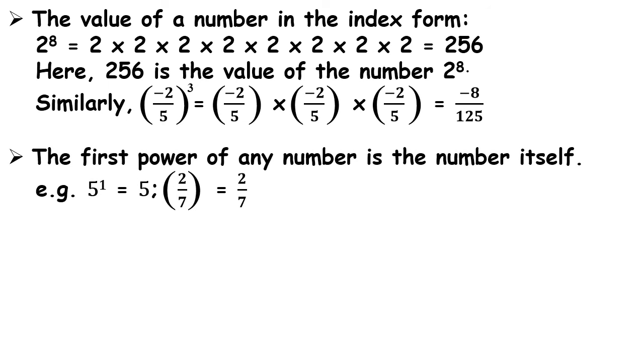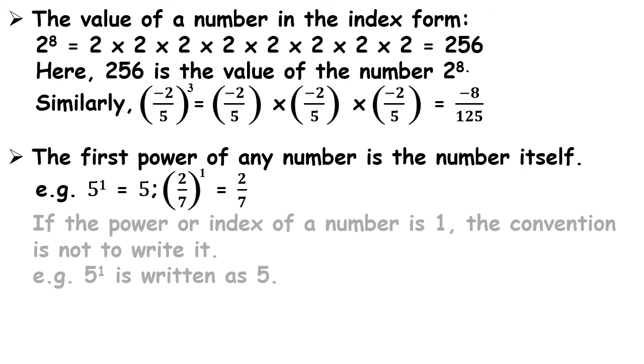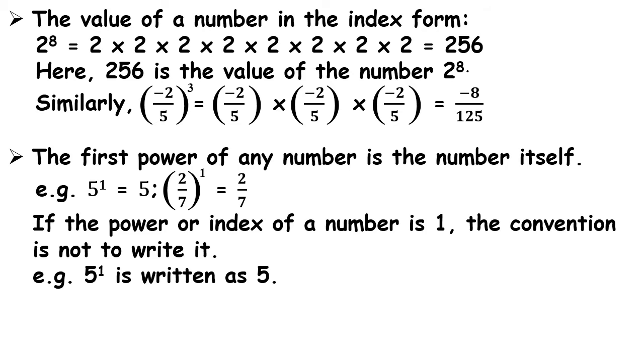The first power of any number is the number itself. For example, 5 raised to 1 is 5. 2 upon 7, the whole raised to 1, is equal to 2 upon 7. If the power or index of a number is 1, the convention is not to write it. For example, 5 raised to 1 is written as 5. It means if the power of any rational number is 1, then we write the same number.